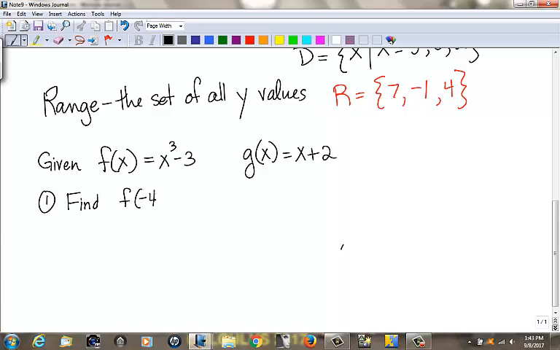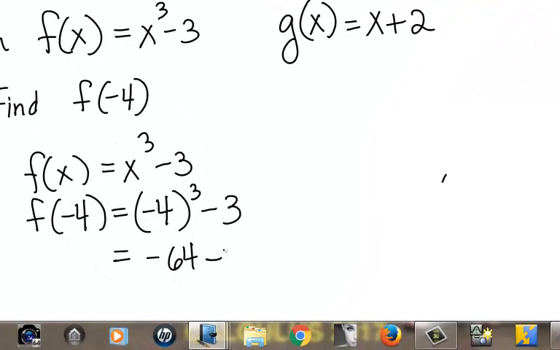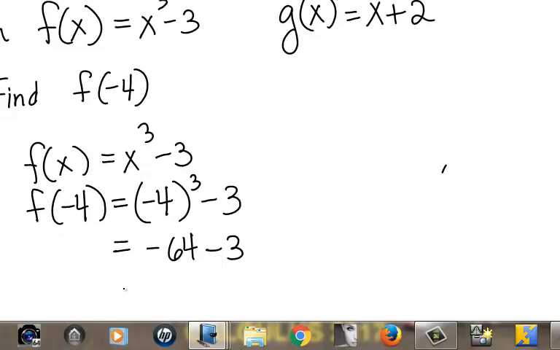f of -4. Don't make that hard. That just means everywhere you see an x, you're going to substitute in a -4. So if I'm given f of x equals x cubed minus 3, I'm going to substitute in a -4 everywhere I see an x. So I'd have -4 cubed minus 3. So -4 cubed would be -4 times -4 would be 16 times -4, -64 minus 3, right? Check my arithmetic, and I get -67.